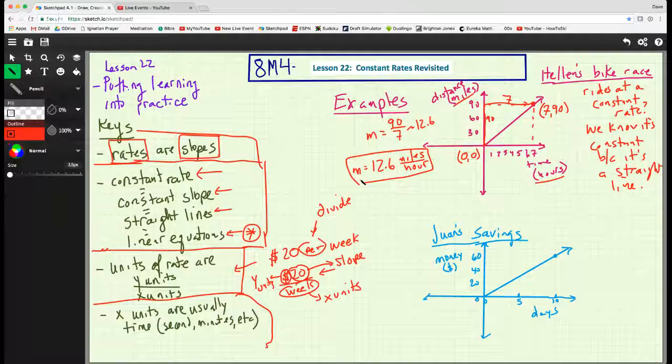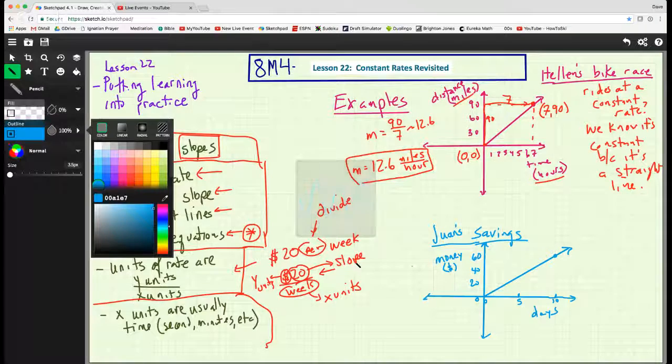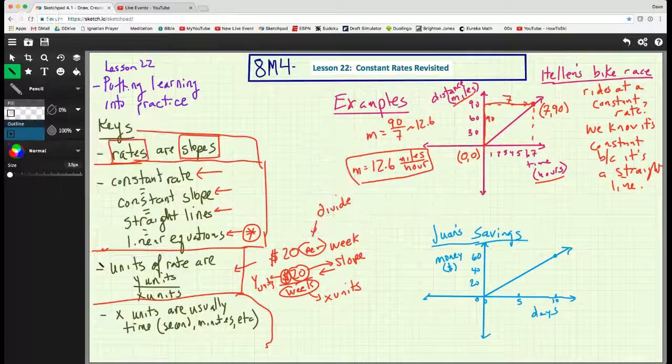Let's look at another example. Juan's savings. So Juan is saving money, and we're assuming he saves at a constant rate. How do we know it's a constant rate? It's because we have a straight line. Okay, let's switch to blue here. He started with (0, 0), because we have this point. After 10 days, he has $60.